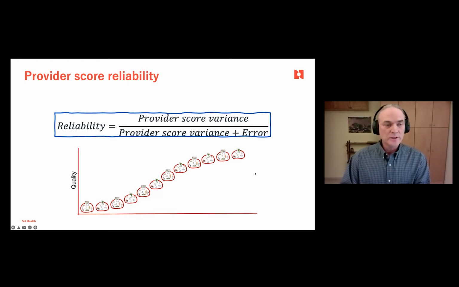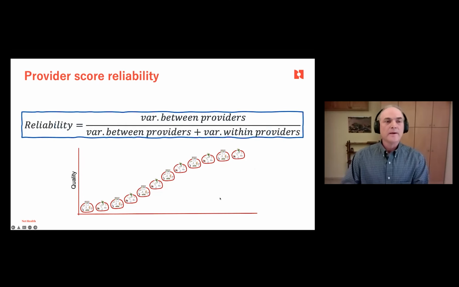If we change a little bit this formula, trying to define, therefore, what is the error term that we're discussing? The error term would then be the within provider variance. So our measure of interest is the between provider variance. Our error is the within provider variance. If they're similar, again, we're going to fall back into a reliability that's more or less 0.5.